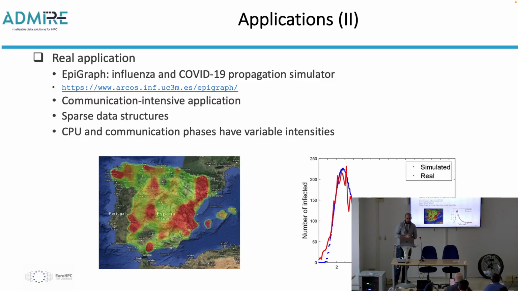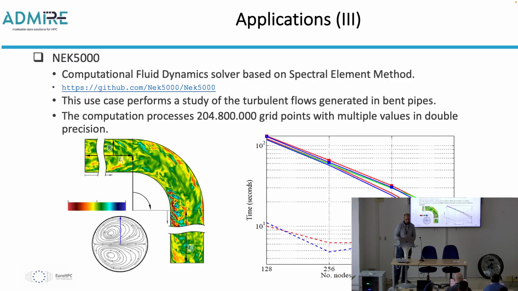As one of the real applications, I can mention Epigraph, which is a simulator that simulates the propagation of the influenza and COVID-19 viruses. It performs CPU and communication intensive phases that depend on the number of infections. And for a year or maybe a couple of years, we have been using this simulator to predict the COVID-19 propagation in Spain with good results. We have Nek5000, which is an open source computational fluid dynamics solver based on the spectral element method. This application also performs CPU intensive phases combined with I/O phases due to the checkpointing.